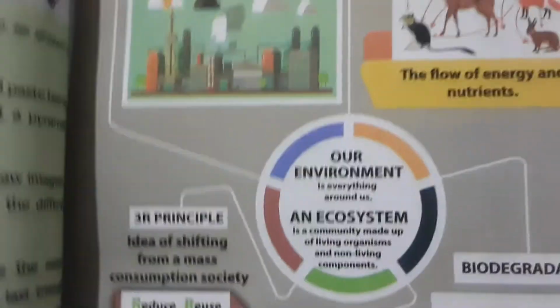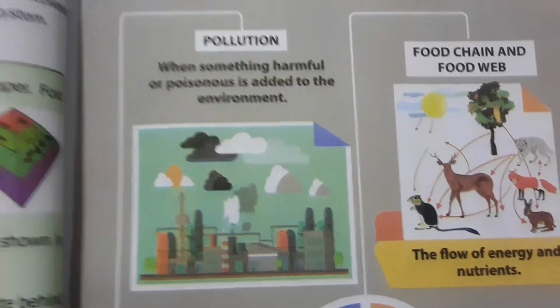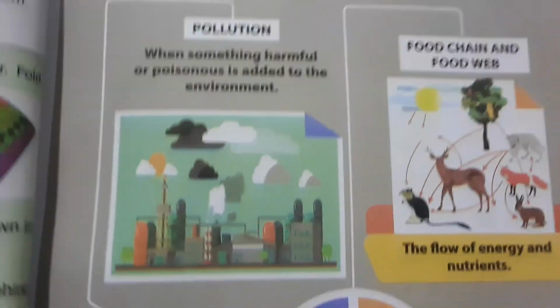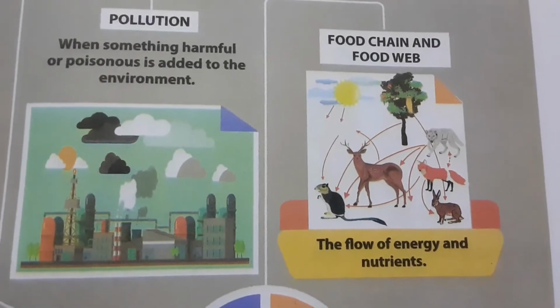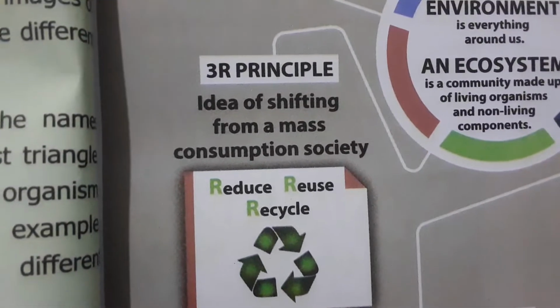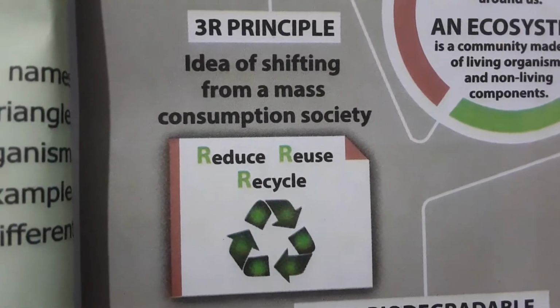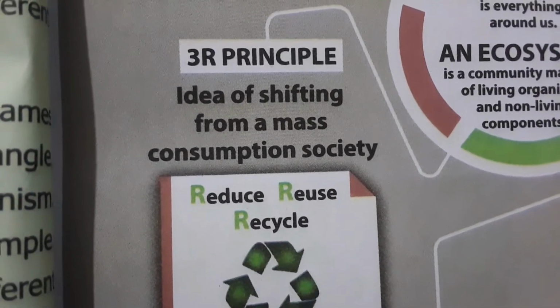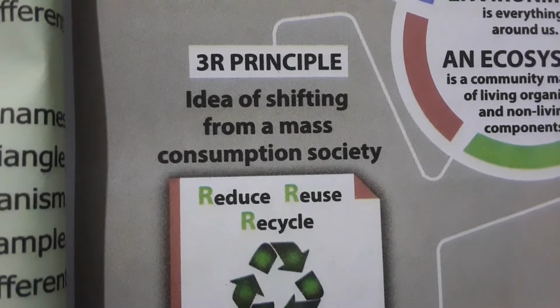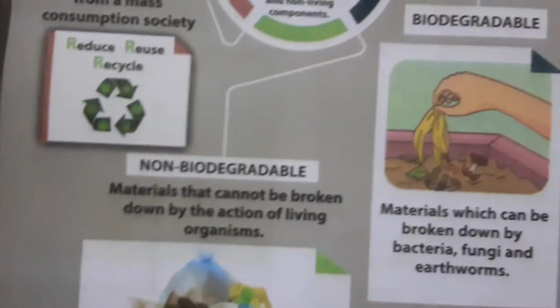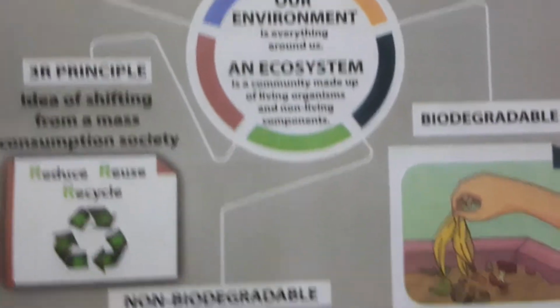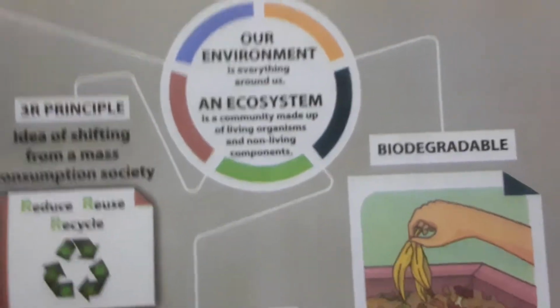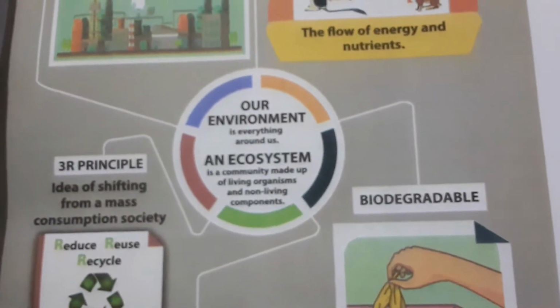And next, our environment is getting polluted. Then the pollutions are of 3 types, that is land pollution, water pollution, and air pollution. Even noise pollution is also there, like that. Then the 3R principles. Sometimes they ask this in the examinations. Reduce, reuse, recycle. So the first letters of the three words, R, is known as the 3R principle, the idea of shifting from mass consumption to a sustainable society. So in our environment, all the materials are classified again according to their degradable character.